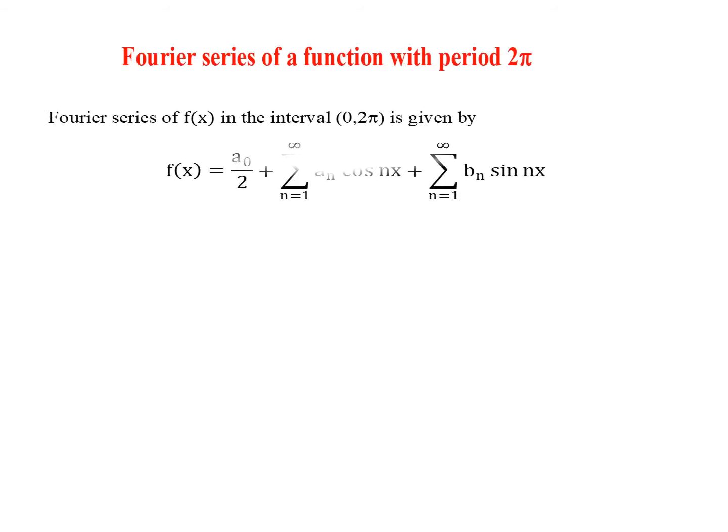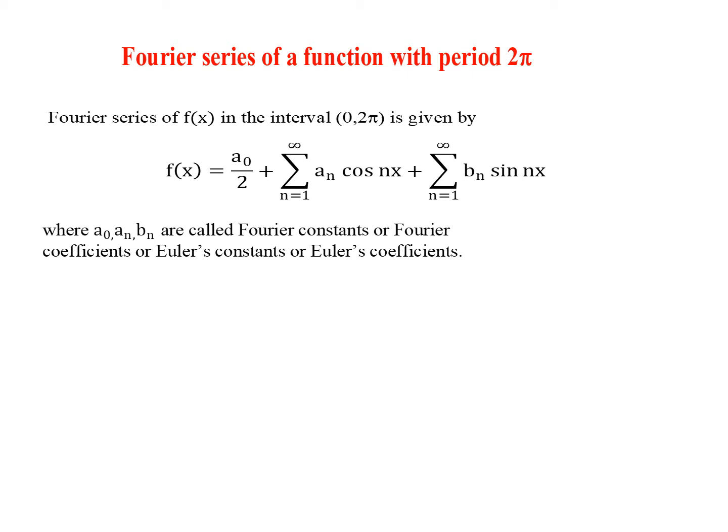This is the definition of Fourier series of a function with period 2 pi in the interval 0, 2 pi. It is given by f of x equal to a naught by 2 plus summation n equal to 1 to infinity a n cos nx plus summation n equal to 1 to infinity b n sin nx. If you observe this, actually it's a combination of the trigonometric series, cosines and sines, where the constants a naught, a n, b n are called Fourier constants or coefficients. Similarly, they are also called Euler constants and Euler's coefficients.